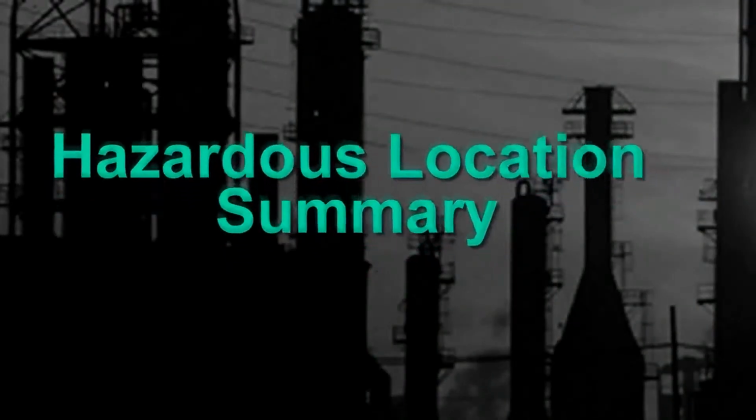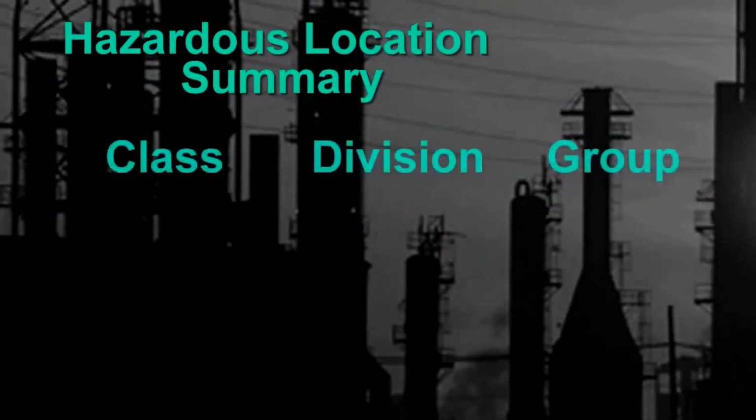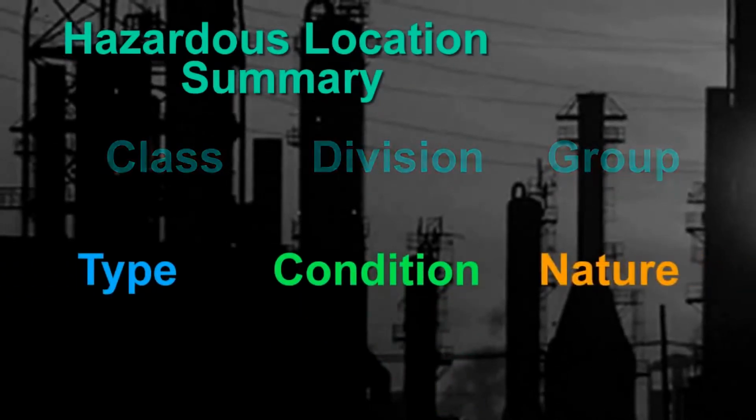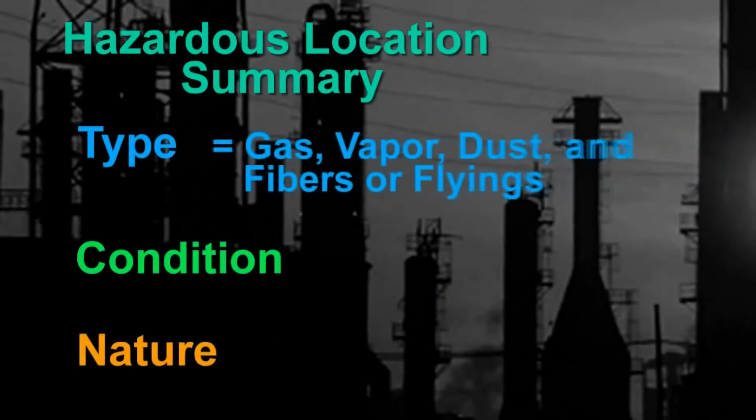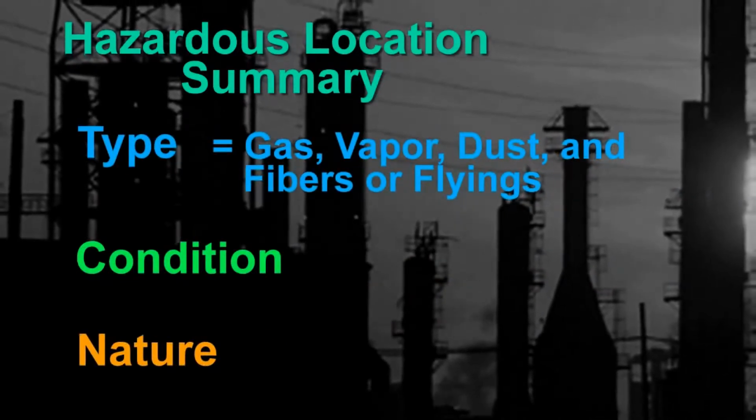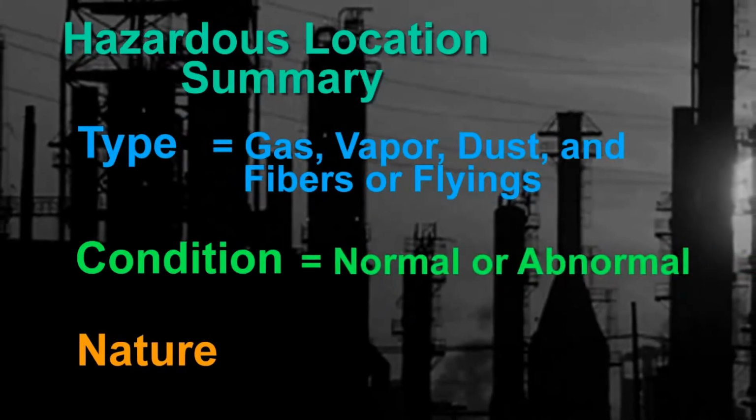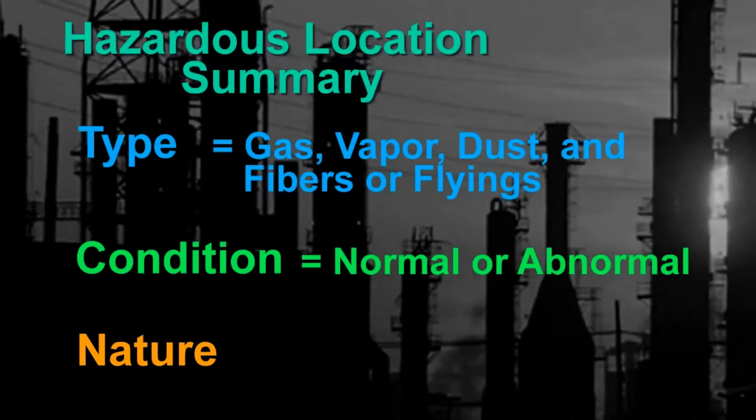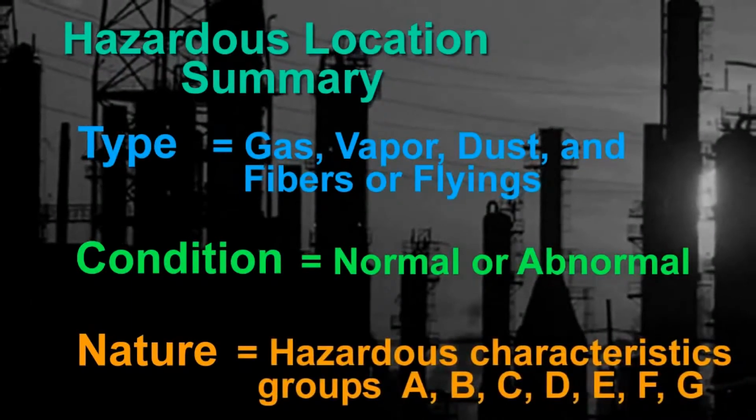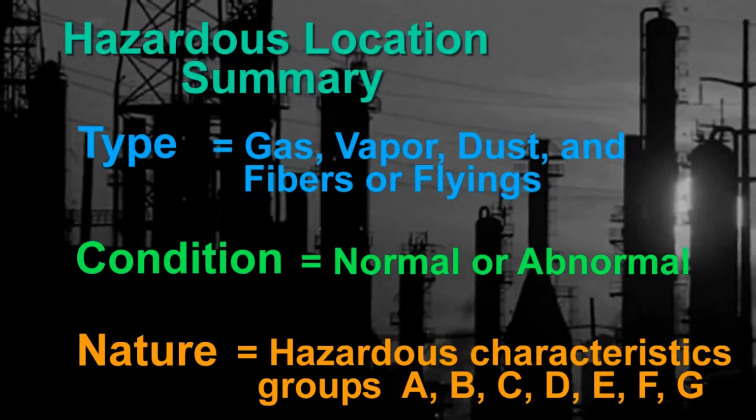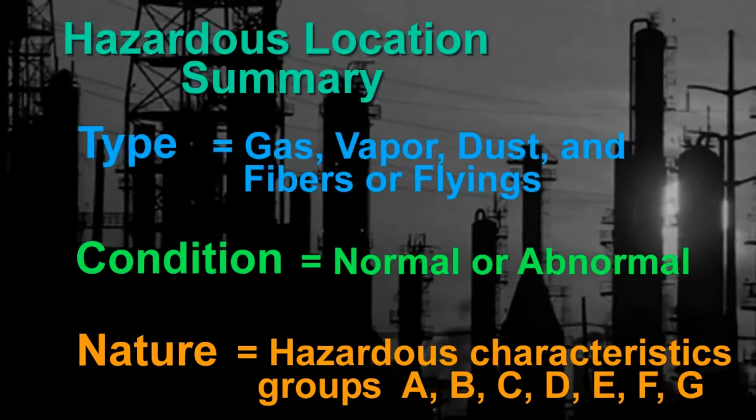In summary, NEC hazardous locations are classified in three ways: type, condition, and nature. The types are gas, vapor, dust, and fibers or flyings. The conditions are normal or abnormal, indicating the probability of hazardous materials in the atmosphere. And the nature dictates the explosive pressure and flammability of hazardous substance within the environment, indicated by letters A through G.